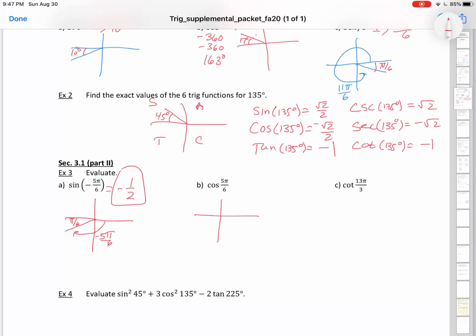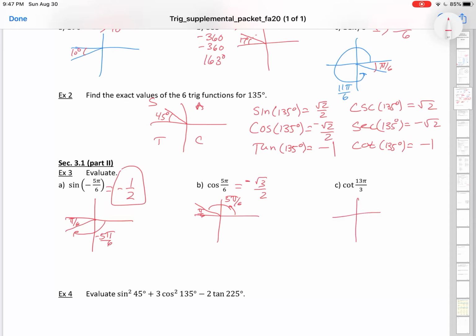Cosine of 5 pi over 6. Well, that's going this way. And how far? Almost to pi, but we're pi over 6 off again. And so the 5 pi over 6 angle ends up right here. The reference angle is pi over 6. So the cosine of pi over 6 is root 3 over 2. And it's in the second quadrant, so it's going to be negative. And then we have the cotangent of 13 pi over 3.